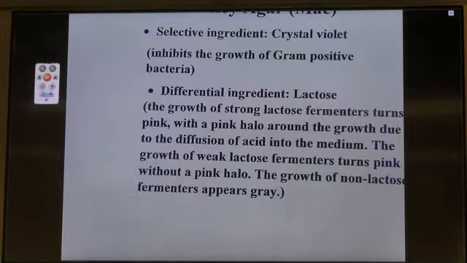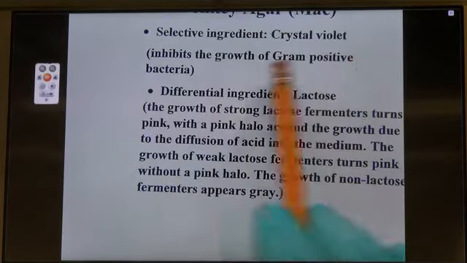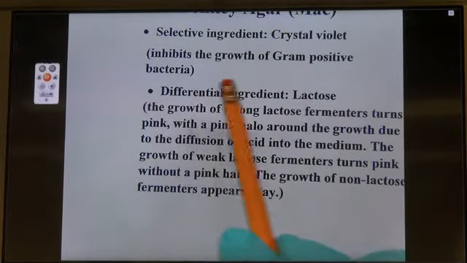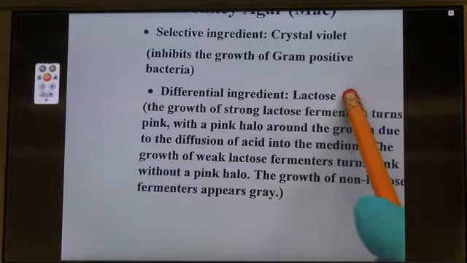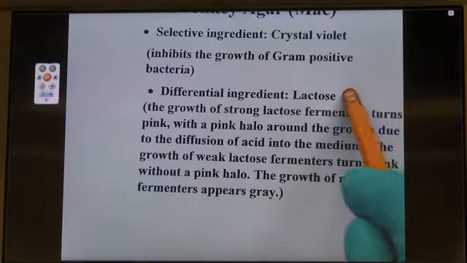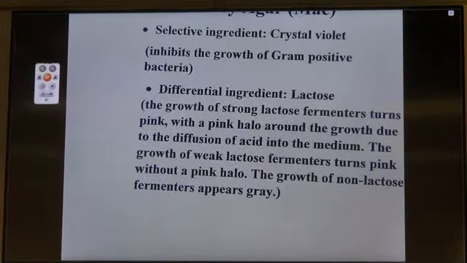Yeah. All right. So, selective ingredient, crystal violet, inhibits the growth of gram-positive bacteria. The differential ingredient is lactose, the sugar lactose. Again, some bacteria will ferment lactose and make acid. Some make more acid than others. Those bacteria that make more acid, they will have a pink halo. Look at your plate, please. Okay? Some are making more acid, they have a pink cloud around it, right? Others don't. Others only have pink growth.